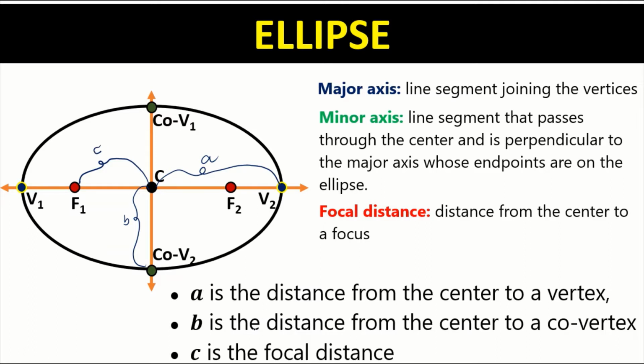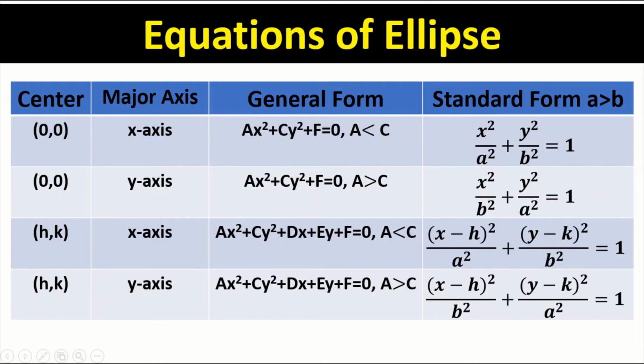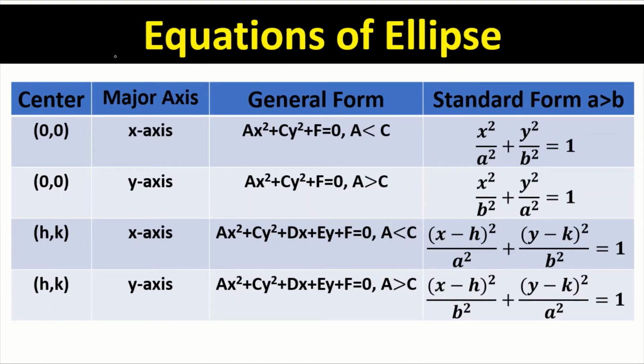Okay, so yung magiging A natin is, titingnan natin dito sa ating equations. Equations of ellipse. We have the center 0, 0 and h, k. So in this table, it shows the different cases or conditions of the ellipse. We have the major axis, x and y axis, and for the general form, as you can see, all the terms are placed on the one side of the equation and the other side is 0. In standard form of the ellipse, it is very helpful for us because the major axis, the values of A, B, and C are presented in this form of equations.